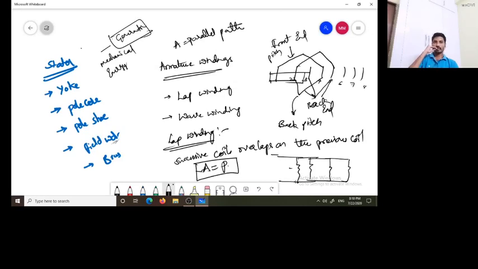Suppose the current is passing through the armature winding like this. How many parallel paths are created here? Four parallel paths are created. That means the poles are 4 in this case. When 4 poles are created, the parallel paths are 4. That means the parallel paths created by this type of connection are equal to the number of poles. This is the lap winding. Now we'll discuss wave winding.